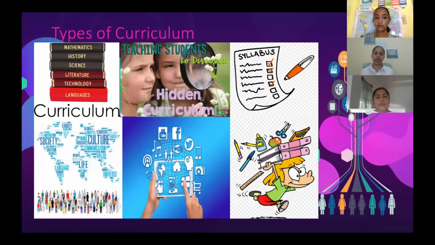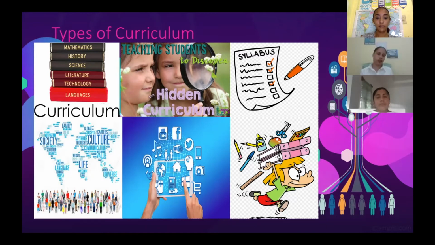Okay, so the first slide I have here for you are some pictures which illustrate what I'll be speaking about. If you look at the left-hand side to the top, we have a picture there with books that have mathematics, history, science, literature, etc. This represents the overt, explicit, or written curriculum. Followed by, we have two students there who are looking through the magnifying glass. They are trying to look for the hidden curriculum. Then we have a picture of a paper with syllabus to the top, and we have certain things ticked off and others are not, which represent the null curriculum, what we do not teach.